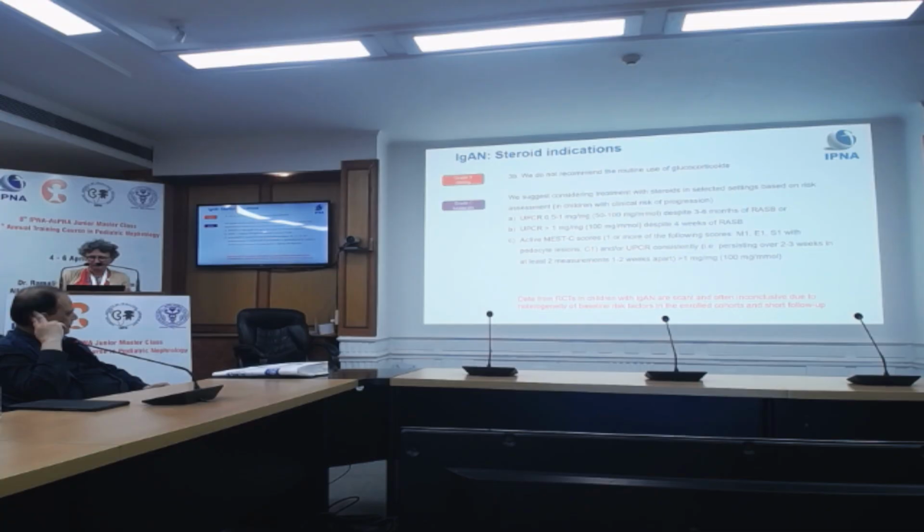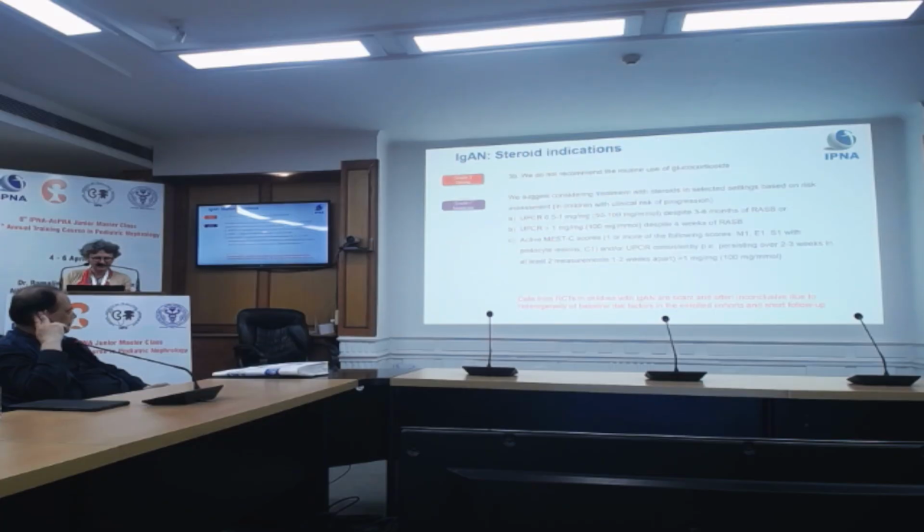We did recommend to start with the RAS blockade, and we said, okay, if you have a UPCR between 0.5 and 1 despite 3 to 6 months of RAS blockade, or if you have a UPCR above 1 despite 4 weeks of RAS blockade. But we also put in the MES score, because we recognize that there isn't a whole lot of evidence for the MES score being important, but come on, it has to be important because the kidney biopsy obviously tells you what's going on in that kidney. So if you have one or more of the following scores, either M1, E1, or S1 with podocyte lesions, or C1, and your UPCR is consistently above 1, then you would consider starting treatment with steroids.